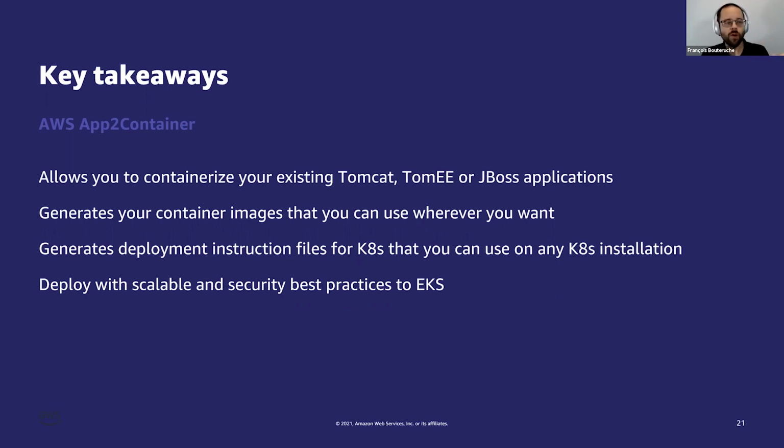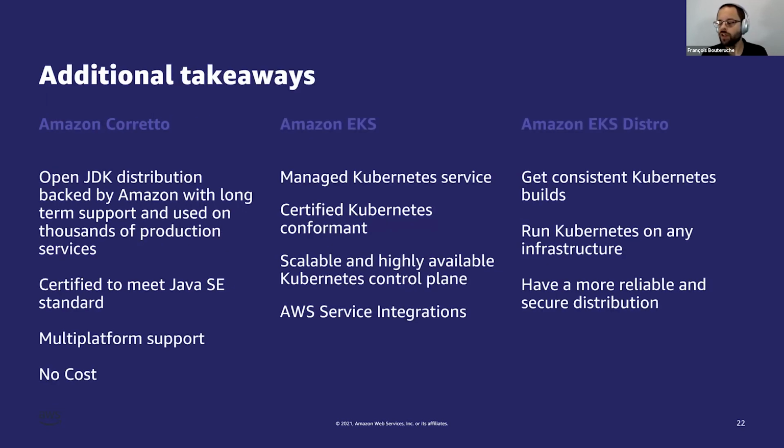There are also a few key takeaways that you can have from this session about Corretto. Yes, we've used Amazon Corretto. It's an OpenJDK distribution, and you can use it. It's multi-platform support, and it comes at no cost. We've also used Amazon EKS. Like Melina said, it's a managed Kubernetes service. And if you don't want to use Amazon EKS on AWS, you can use the EKS Distro on premises.